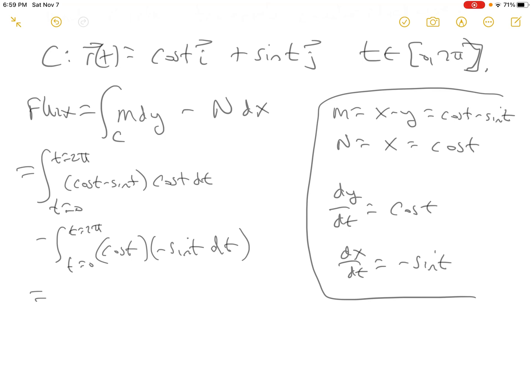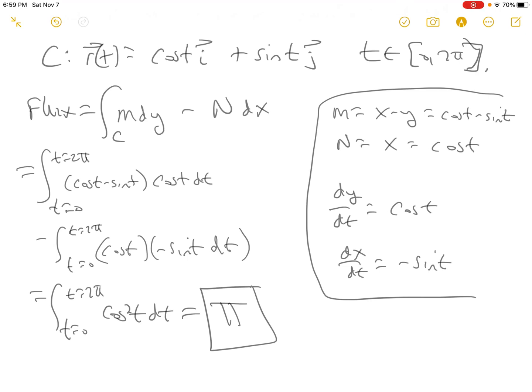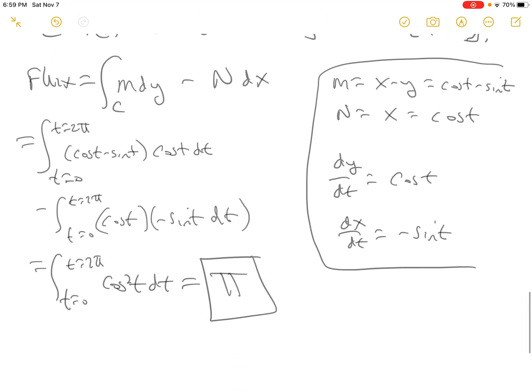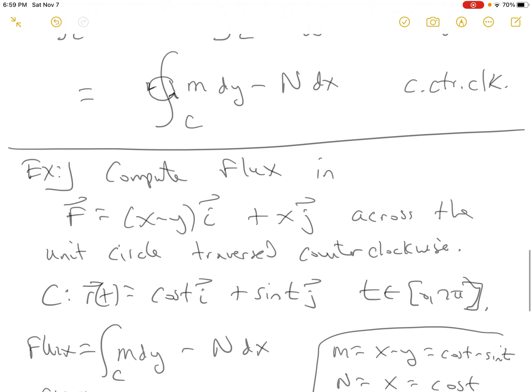And if you put all this together, you get cosine squared minus cosine sine plus cosine sine, so you get the integral from t equals 0 to 2 pi of cosine squared t dt, and we've done this 1,000 times. This turns out to be pi, and that measures the flux across the unit circle when we're traversing the curve in the counterclockwise direction in this field F equals (x minus y) i plus x j.